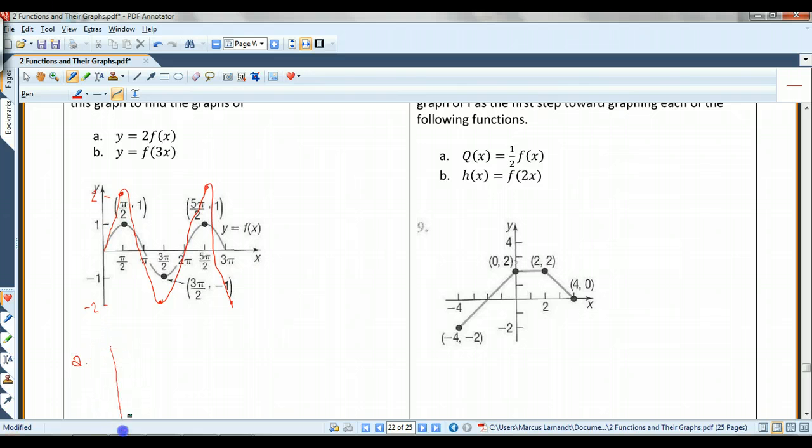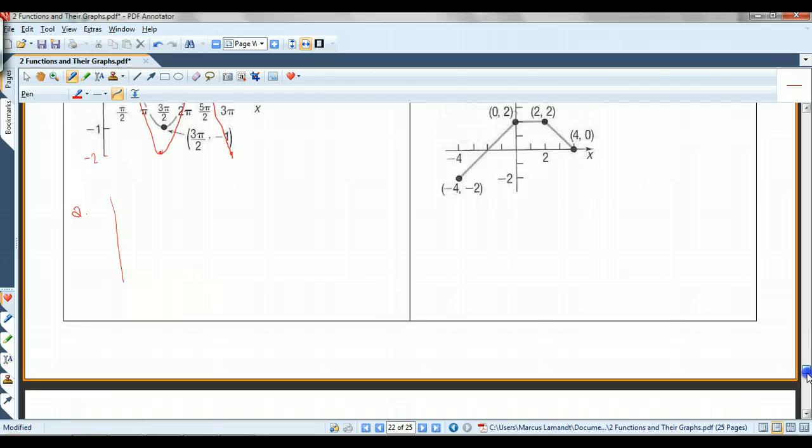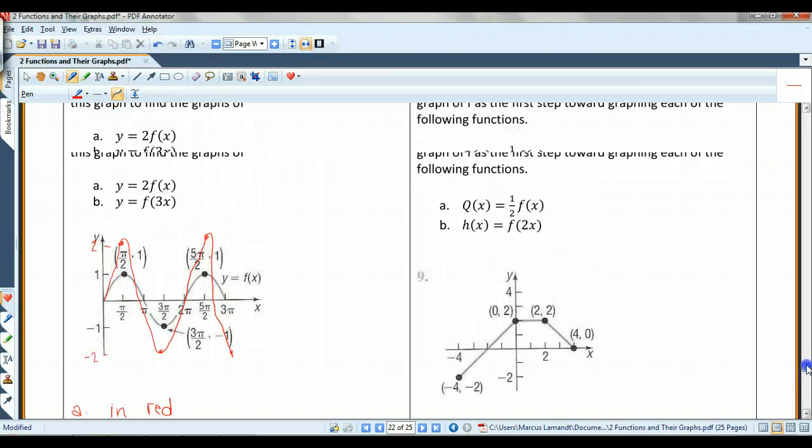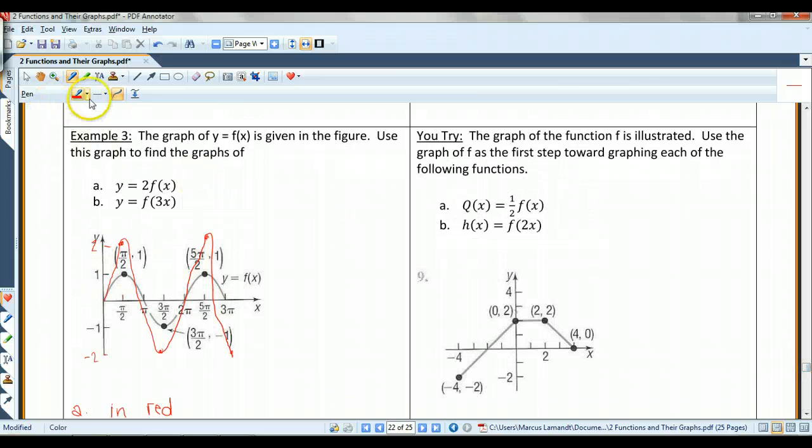I'll go ahead and try to graph it. Your graphs do not have to be beautiful. They just have to be accurate. Actually, you know what? Don't worry about that. I'll just say it's in red. You guys are welcome to graph it right on the graph and just label it. Or if you want, you can graph it separately. Either way is fine with me. I don't mind.